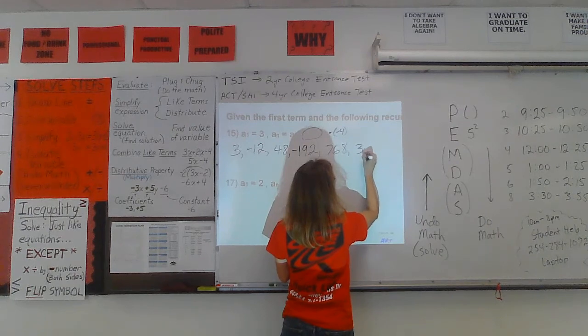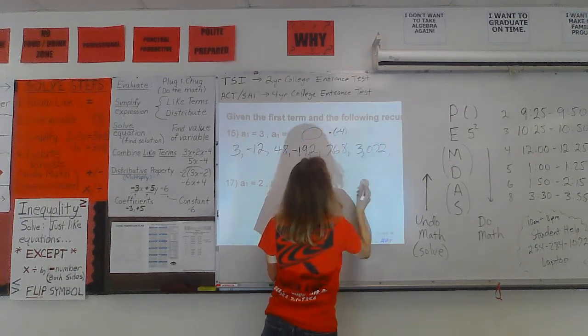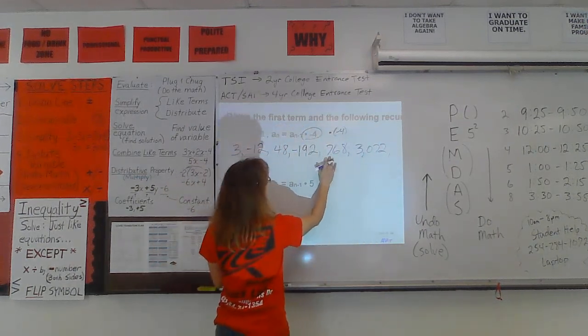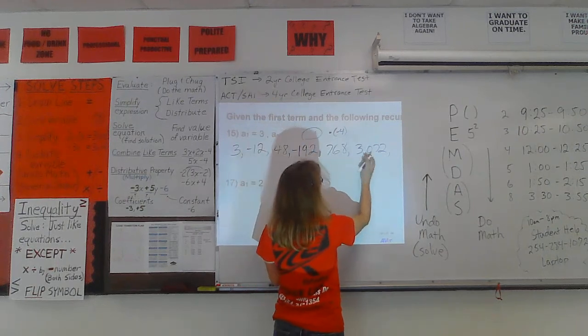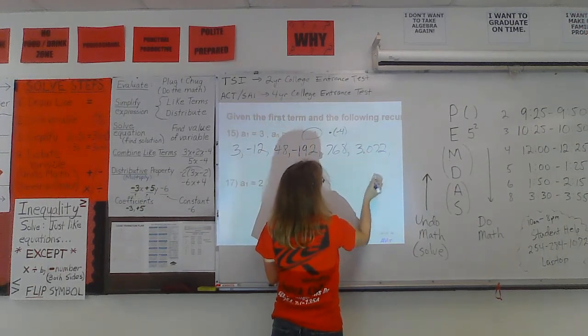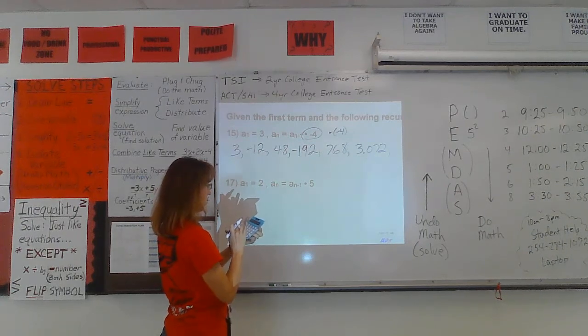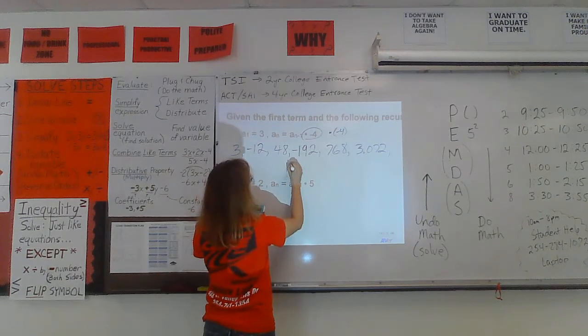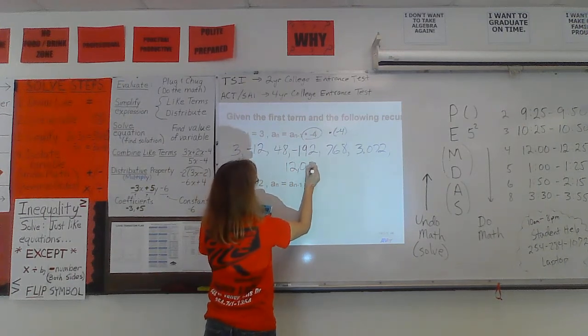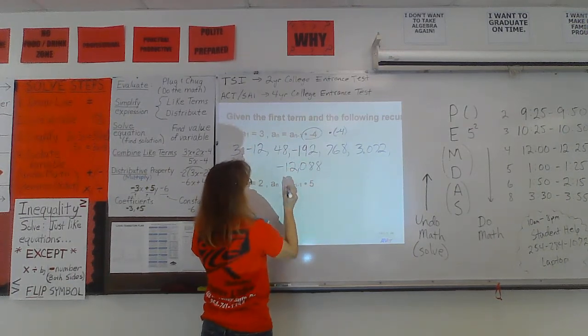Oops, 3,072. How many do I have? 1, 2, 3, 4, 5, 6. I still need one more number. I'm going to put a little tiny comma there. And so I need one more. So negative 4 times that 3,072 equals 12,288. And this one's a negative.